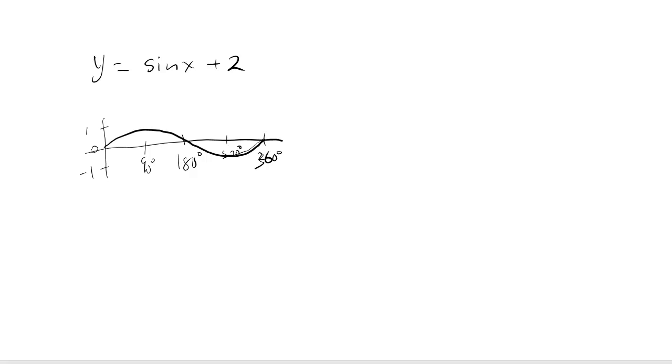Now this time you're adding 2 to all the values of sine. So what was 1 now becomes 3. What was 0 now becomes 0 plus 2, which is 2. What was 0 will be 2. And then what was negative 1? Negative 1 plus 2 is positive 1. And then 0 again. So you get a graph that looks like this.